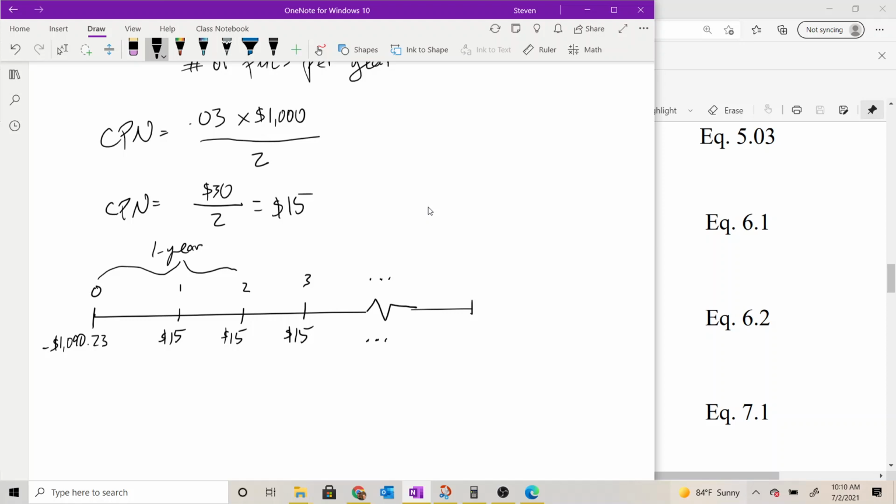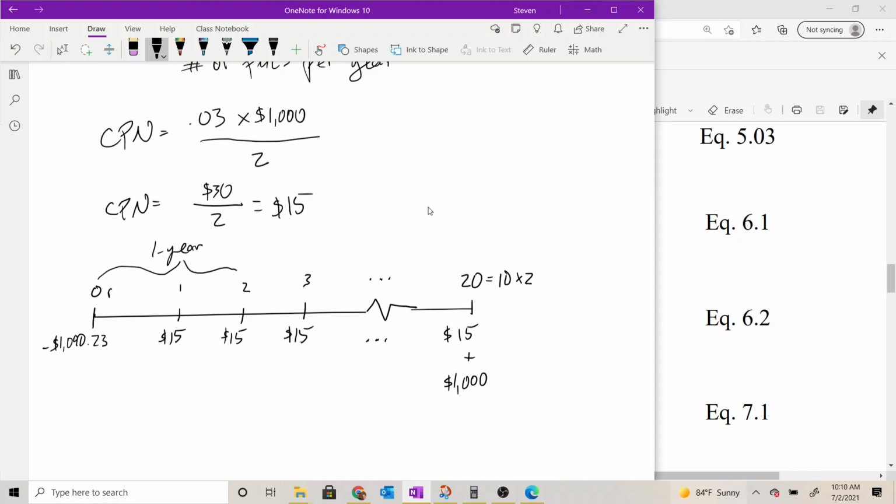That's going to go on for 20 6-month periods, and it's 20 6-month periods because it's a 10-year note, and it's making payments twice per year, so there'll be 20 total payments. Okay. And at the end of year 10, or the 20th 6-month period, our investor will get the last coupon payment, and will also receive the face value.